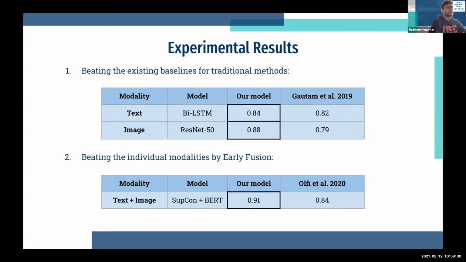So let's move on to the second table, which is the early fusion. Now we are comparing our work to another paper, which was published in 2020 by Olfi. That paper is again using the BiLSTM and ResNet pre-trained models to do early fusion. In our case, we are exploring novel models like supervised contrastive, called SupCon, and the BERT model. We can see that with these novel methods, we are beating the baseline by a very high margin. One more important thing to note is that with the help of multiple modalities, that is text plus image, we are getting even better results than the single modalities, that is text alone and image alone.